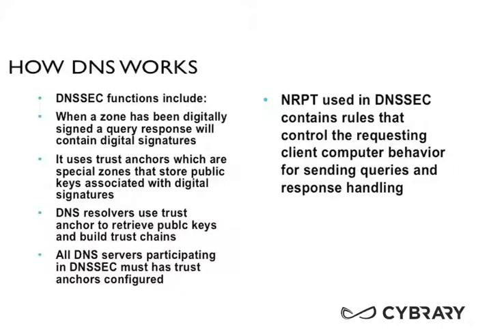But if you're using DNSSEC, because the information is digitally signed, you can verify it's coming from a legitimate DNS server. They also use trust anchors, which are special zones used to store public keys associated with these digital signatures. DNS resolvers also use trust anchors to retrieve public keys. All the DNS servers participating in DNSSEC must have trust anchors configured. That way you restrict which DNS servers can actually resolve names on the network.